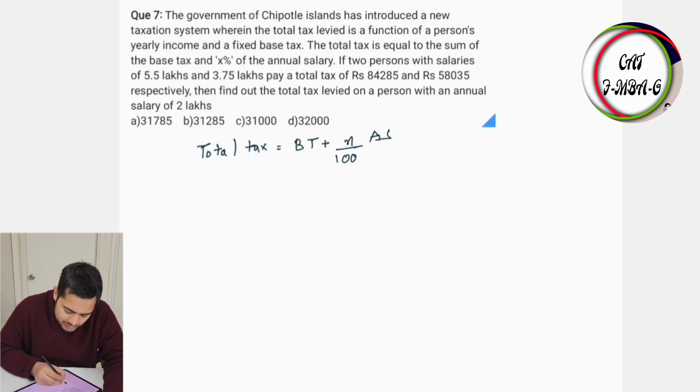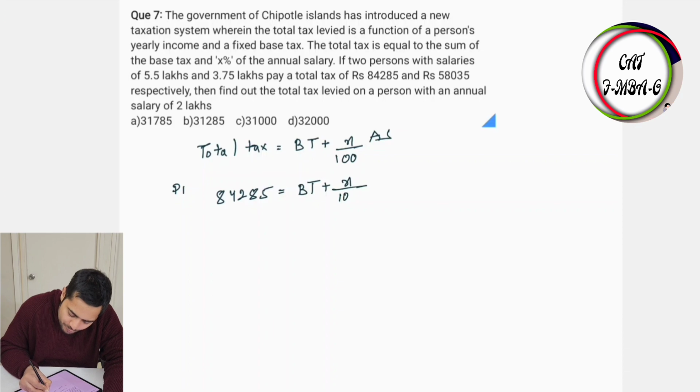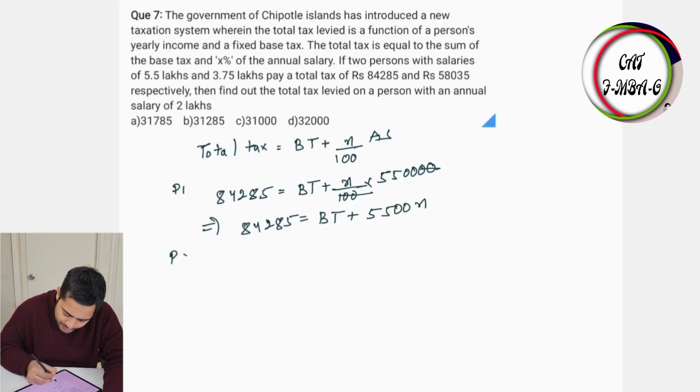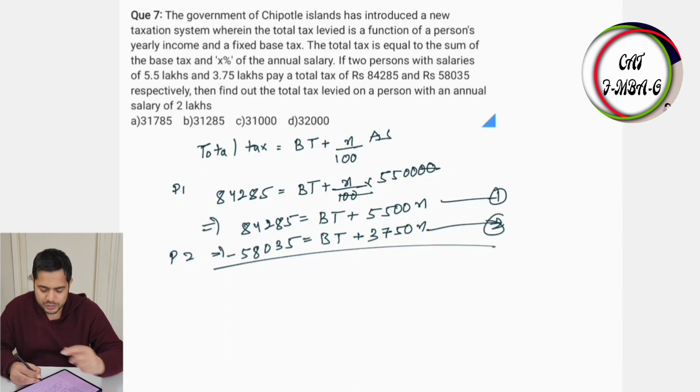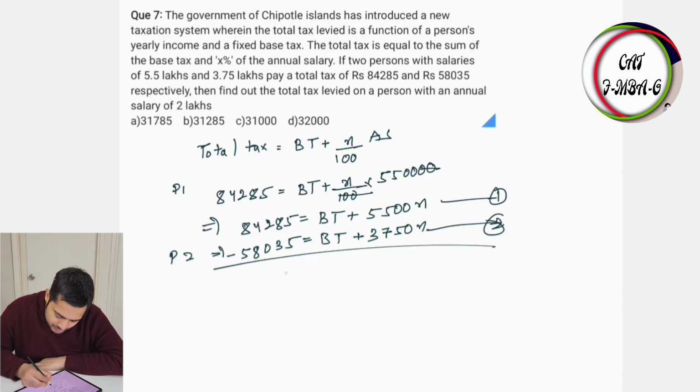Two cases are given for two persons. 84285 is equal to base tax plus x by 100 of 5.5 lakhs. So you can write it as 84285 is equal to base tax plus 5500x. Similarly, for person 2, you can write 58035 is equal to base tax plus 3750x. Equation number 1, equation number 2, you are going to subtract the two equations to remove the base tax.